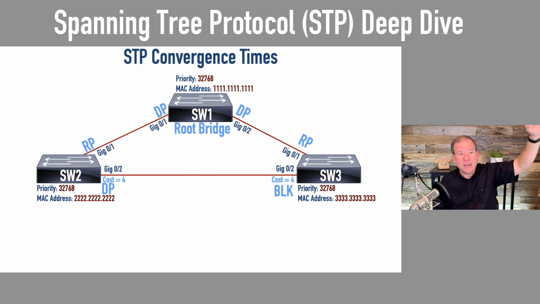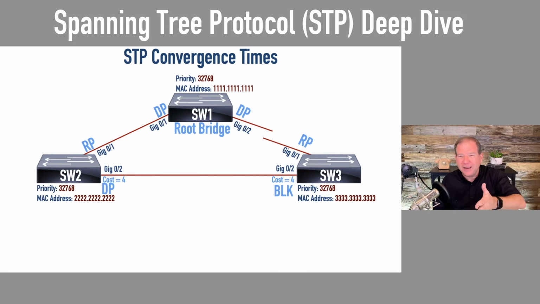But let's say, what I'm hoping is not going to happen in my front yard where they're digging really close to my fiber right now. Hopefully we don't sever that link somehow, and that breaks. Now, when that breaks, the great thing is there's still a way for switch 3 to get to the root. It just has to go out gig 0/2.